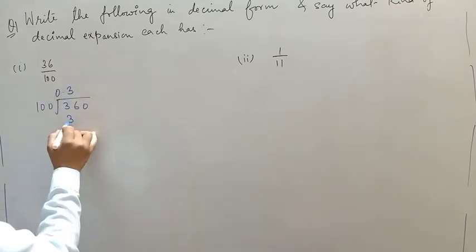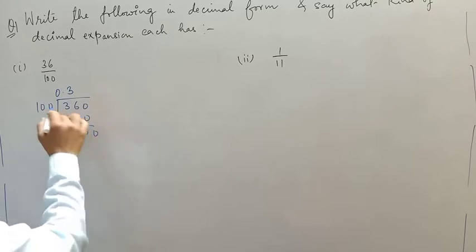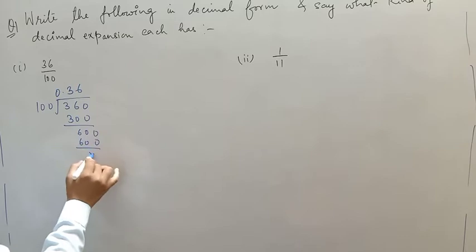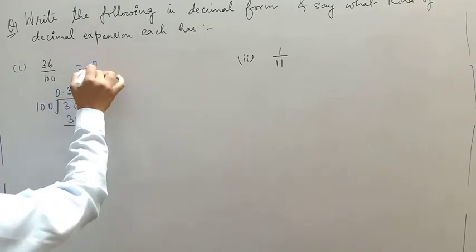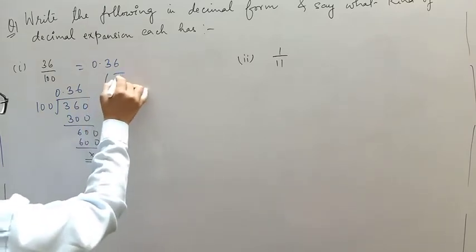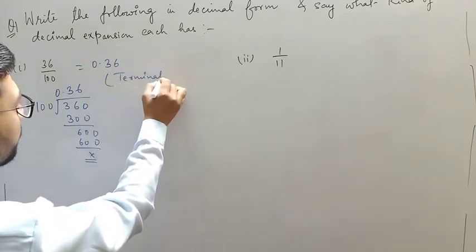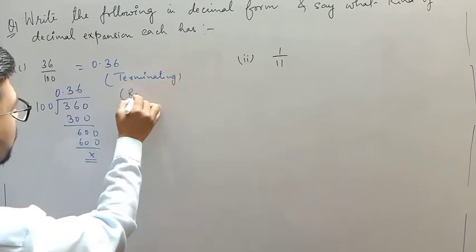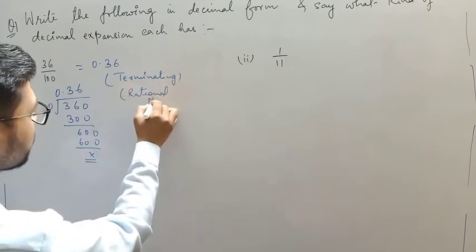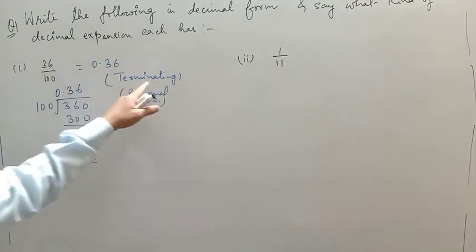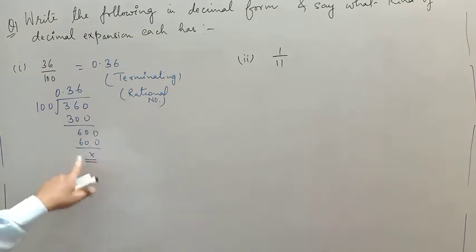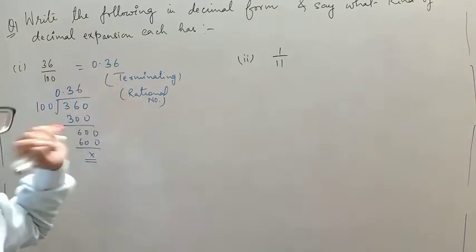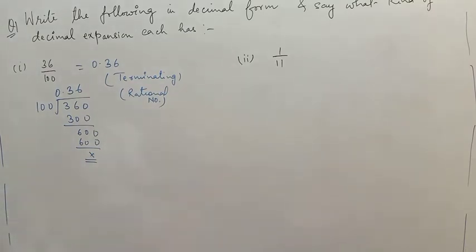So 100 3s are 300, 100 6s are 600, and the remainder is 0. That means it's a terminating rational number. Any doubt? This is terminating, right? Why? Because the remainder is 0 here. So 0.36 is a rational number and it is terminating, right? So this decimal expansion is terminating.